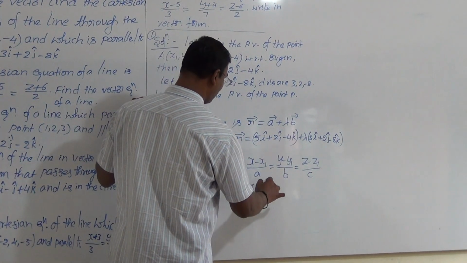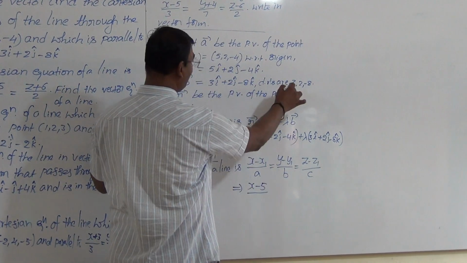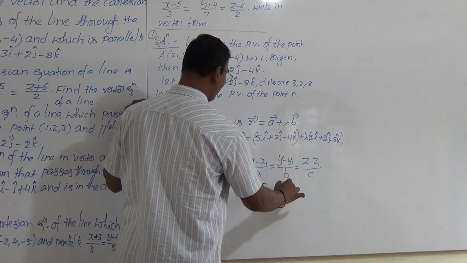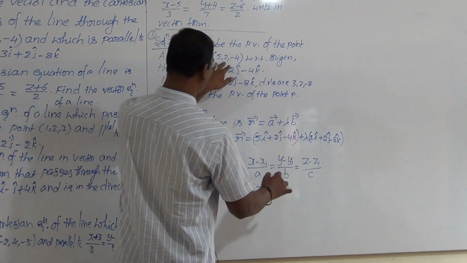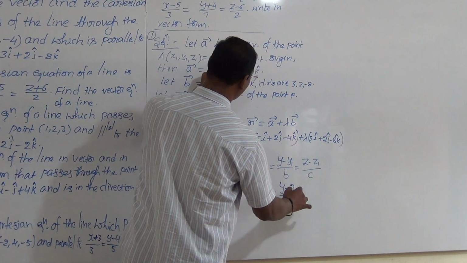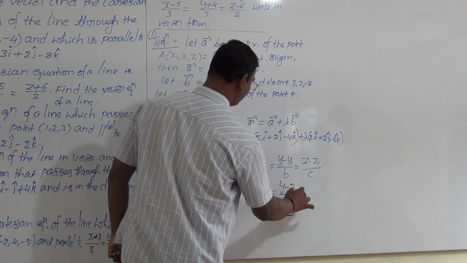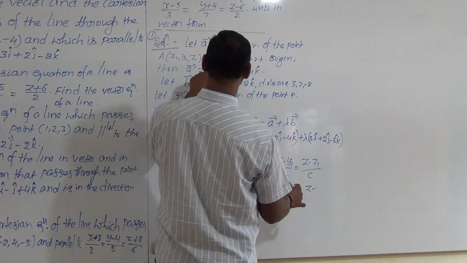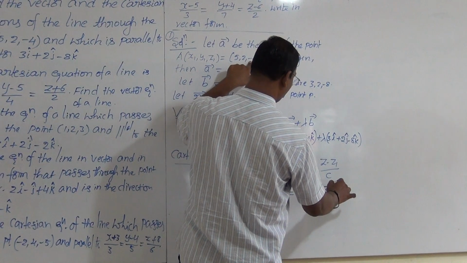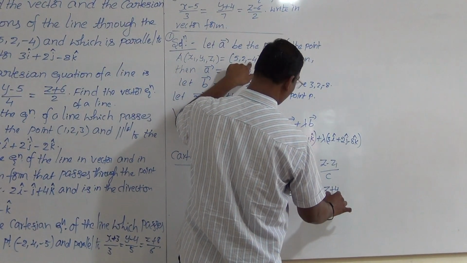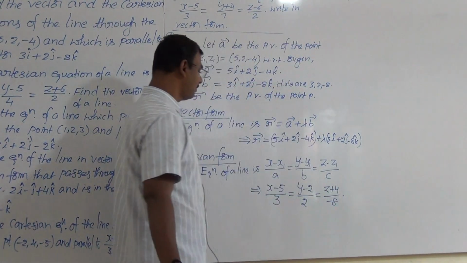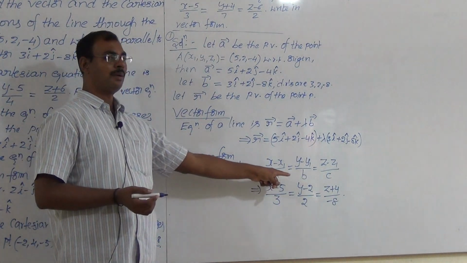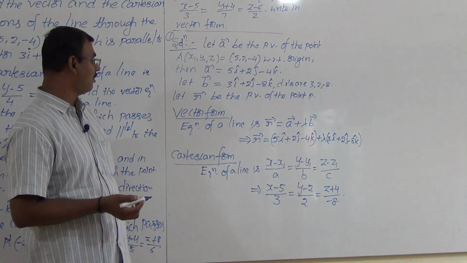x minus x1 is what? 5 divided by a, the DR is 3, equals y minus y1, which is 2, upon b, which is 2, is equal to z minus z1, which is minus 4, minus of minus, plus 4, divided by minus 8. This is the equation of a line passing through the point and parallel to the vector in Cartesian form.